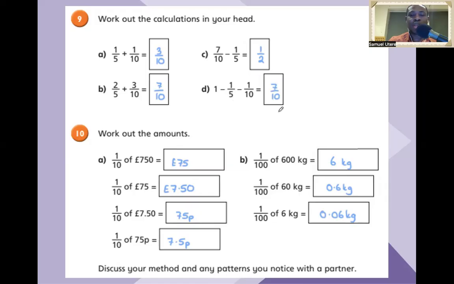And then here you're asked to work out this calculation. So this is to divide by 10, which is 7.5. This is to divide by 10, which is £7.50. This is to divide by 10, which is 75p. This is to divide by 10, which is 7.5 pence. And then this is to divide by 100, which is 6 kilograms. This is to divide by 100, which is 0.6. And this is to divide by 100, which is 0.06.